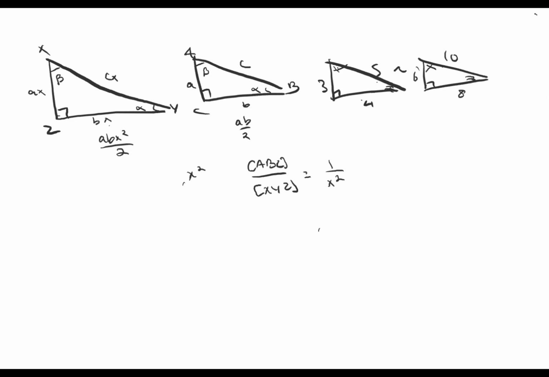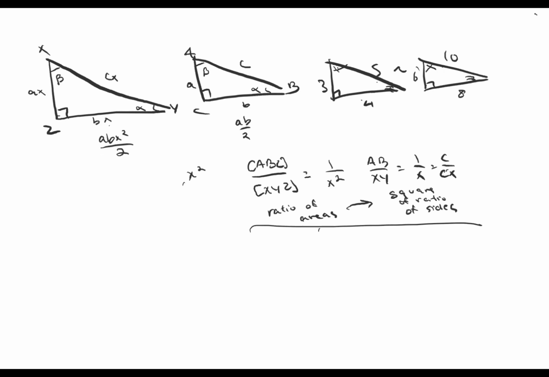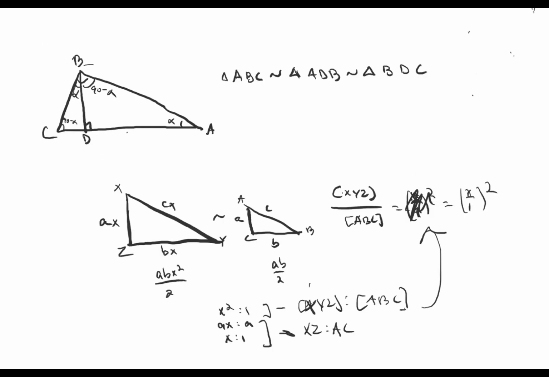We also know that each of the side lengths, for example AB over XY, is equal to 1 over x, right? Or C over CX, which is 1 over x, which means that the ratio of the areas is the square of the ratio of the sides. Right? That makes sense? Okay. So if we know this, let's go back to our original thing here, and let me just erase this part.